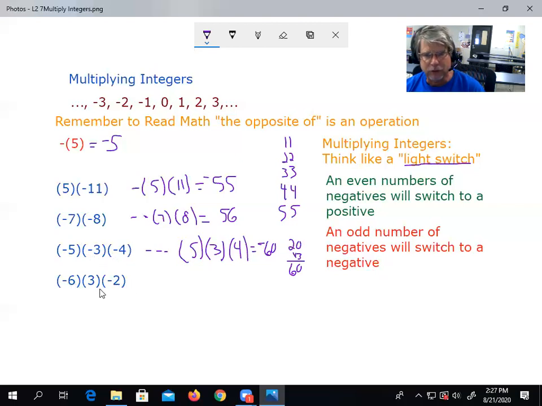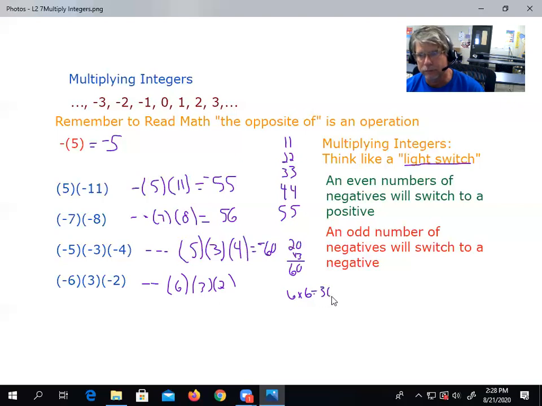So if I look at this next example, yes, there's 3 numbers, but notice that there's only 2 negatives. There's only 2 dashes on that problem. So I have 6 times 3 times 2. Again, I can multiply in any order. I'm just going to say, well, 2 times 3 is 6. So all I really have to do is figure out what is 6 times 6. And 6 times 6 is that rhymer. 6 times 6 is 36. So the answer is going to be a 36 when I do the multiplication.